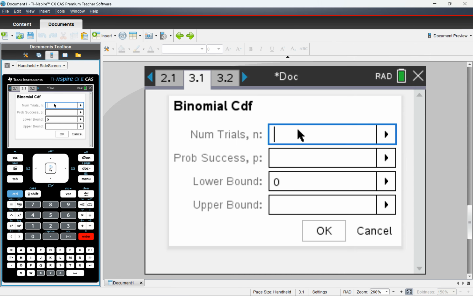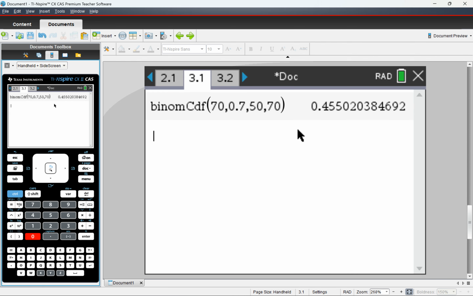Number of trials, make it up. You could say, well, more than 50 shots, so maybe I'll do 70. Probability of success is 0.7. Lower bound was from 50 onwards. So since I said I'm going to have 70 trials, then the upper bound needs to be 70 as well. So all you're trialing is, what if I did 70 shots? Would that be enough? No, it's only 45%.